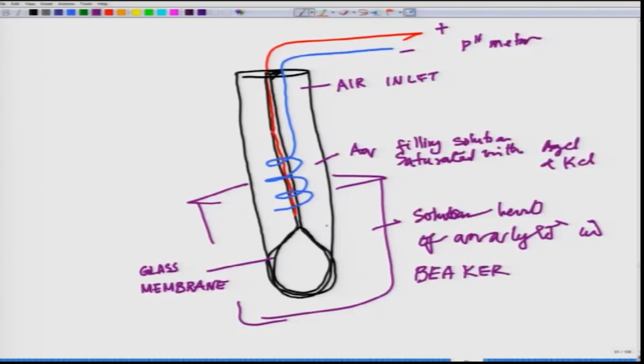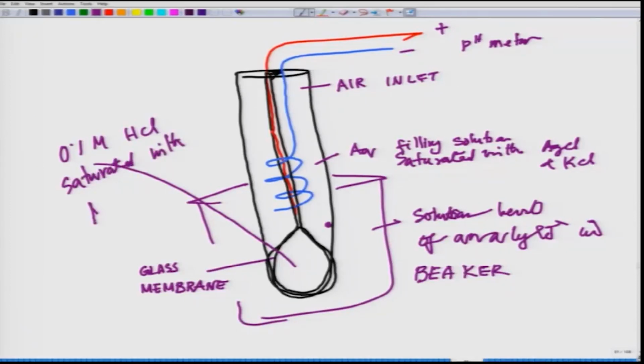And there are porous plugs, which are a kind of a problem, and out here you have 0.1 molar HCl saturated with AgCl, okay. The liquid level of the outer reference electrode is somewhere out here, and the liquid level of the inner reference electrode is somewhere out here. These are the different liquid levels, and AgCl paste is suspended between the two sides of the fold.